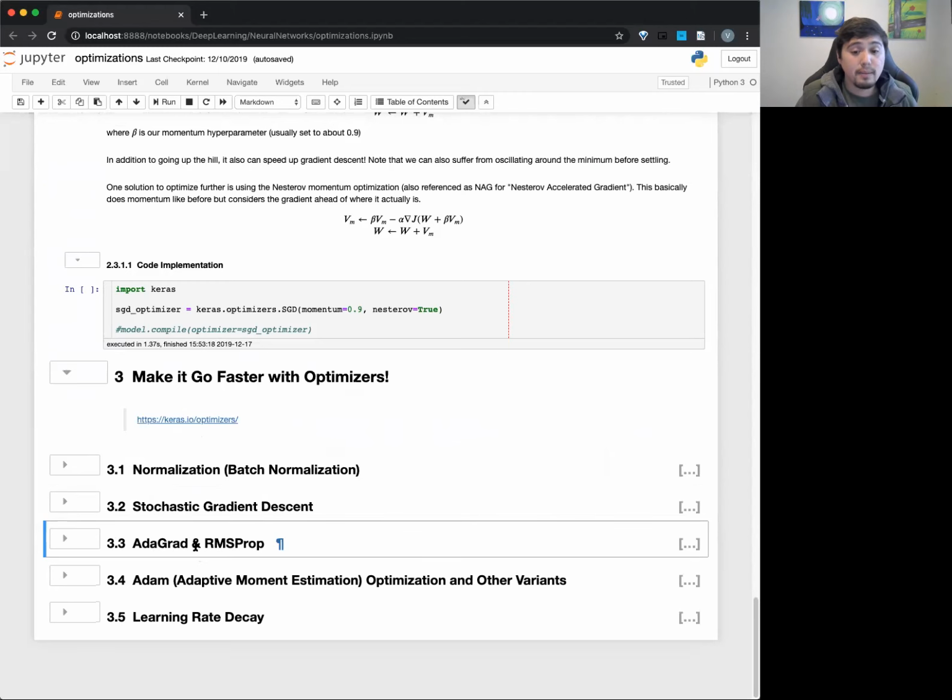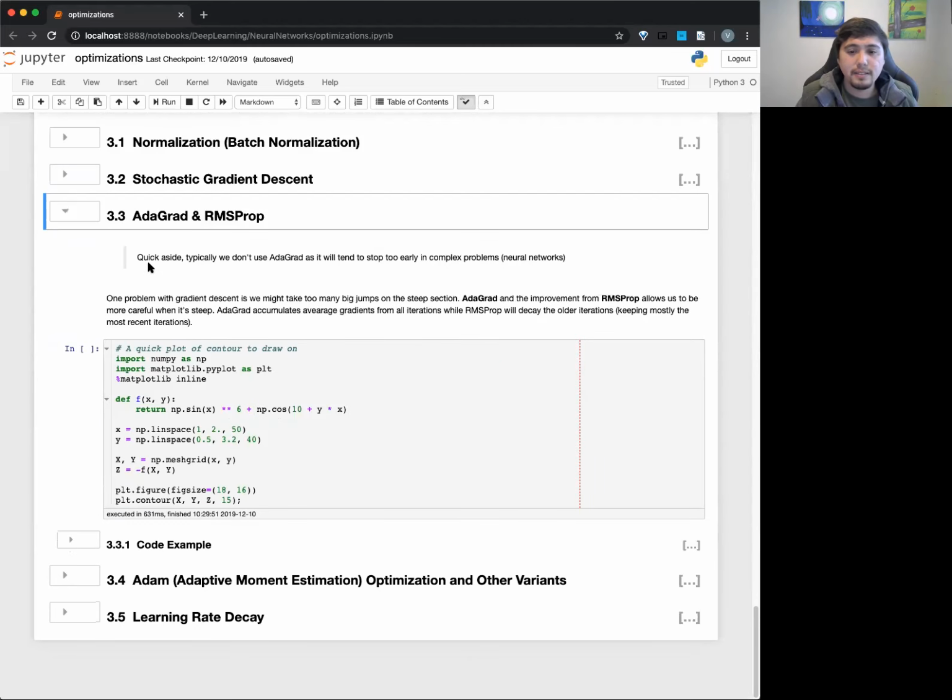So now we're going to talk about autograd and RMSprop. I think this is mentioned in the curriculum at least partially. A quick thing to know is that autograd tends not to actually be used. It tends to stop too early in complex problems. Basically, this optimization just doesn't work very well on complex problems. So in general, autograd is avoided. However, it follows what RMSprop is doing, so it's used to understand where it's coming from.